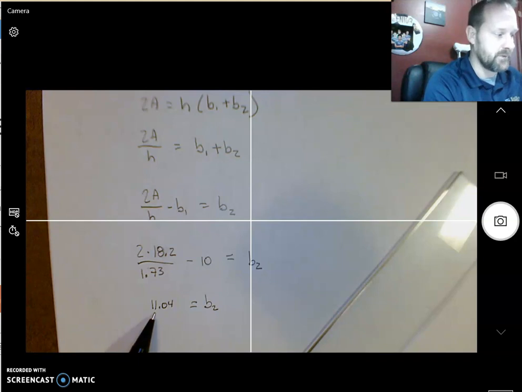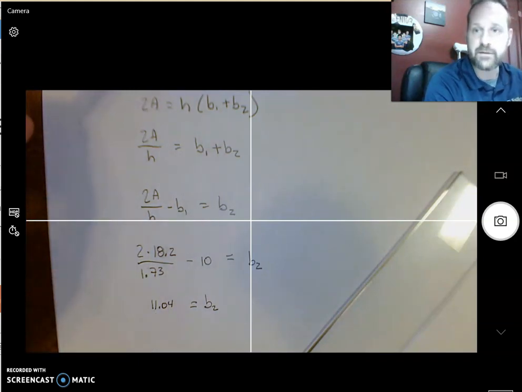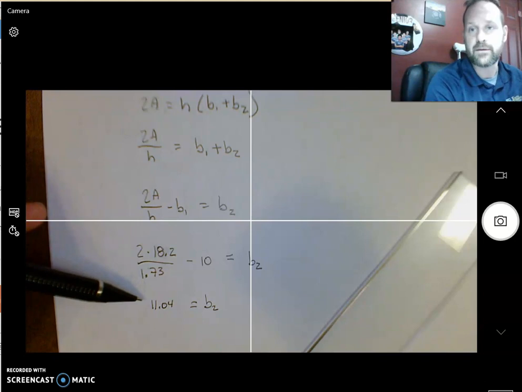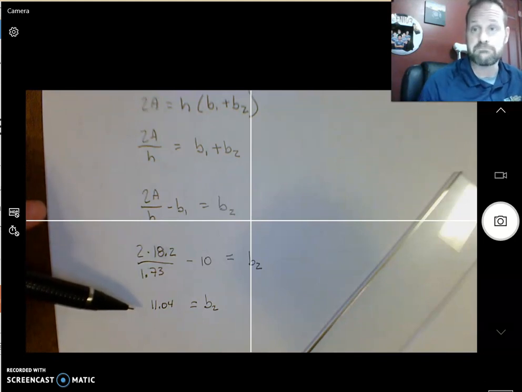So we were given the area, and then we wanted to find a certain length, in this case base 2. All right, got one more problem to do, and then we'll be done.